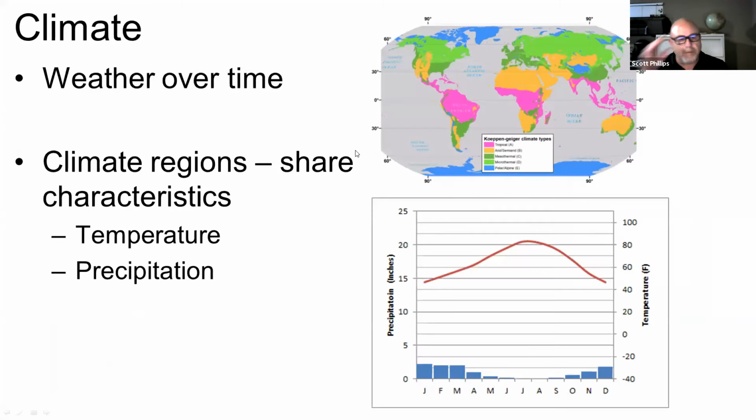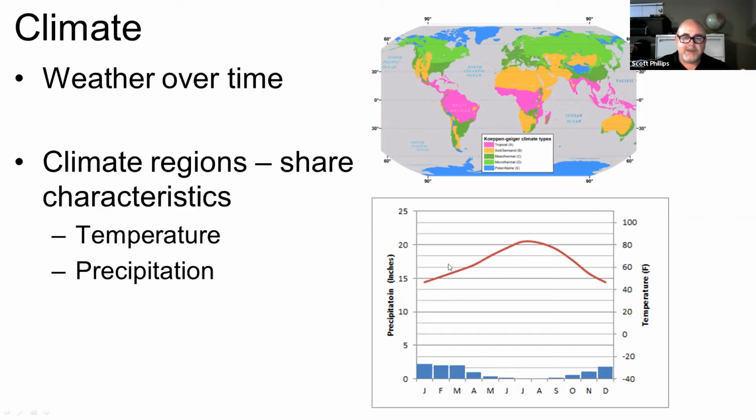All right, so let me minimize this. And so let's just rewind a little bit. We're talking about climate, which is the average of weather over time. And we're looking at the spatial distribution of climates on the Earth because it's a geography class. But these are some basic climate types. And how they're different from one another is that each region shares some characteristics in terms of temperature and precipitation. That's one thing we've learned, is that those are the two key elements of climate. And climographs are charts showing the patterns of temperature and precipitation over the course of a year.